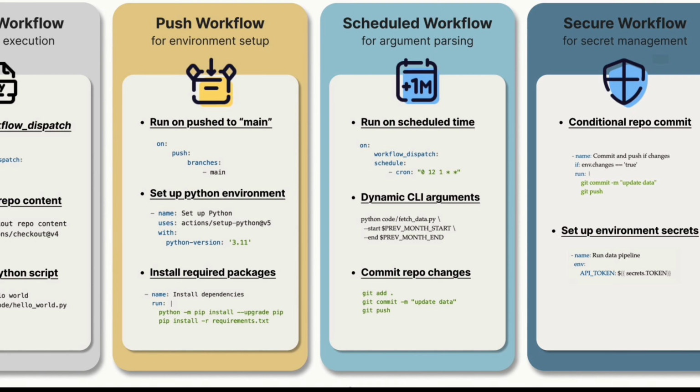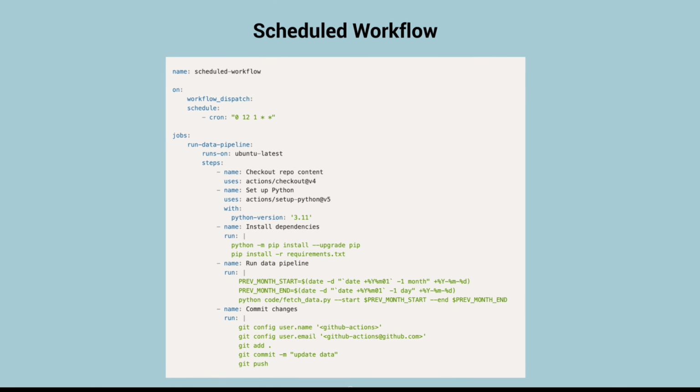Here's the YAML file. It will run on a specific schedule, which we set using a cron expression, 0 12 1 * *, to trigger at noon on the first day of every month. We then check out the repo, set up Python, and install dependencies as before. In the run data pipeline step, we run a series of shell commands where we define 2 variables to get the first and last days of the previous month. These variables are passed to our Python script to fetch data dynamically for the previous month.